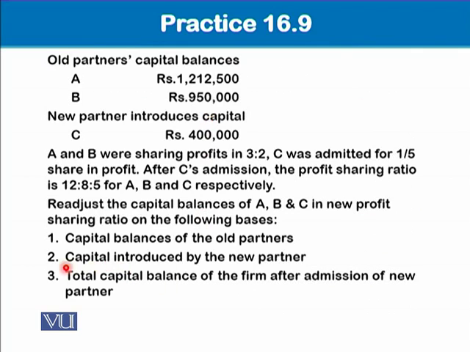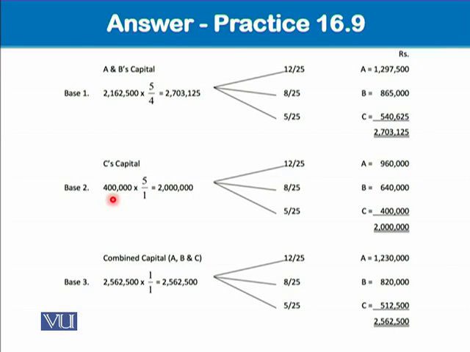The second base is the capital introduced by the new partner. We will base this on 400,000 and calculate the capital of the firm in total. This 400 was introduced for a 1/5 share. If this 400 is introduced for a 1/5 share, means for 1 slice, how much should it be for 5 slices? So divide it by 1, multiply by 5. Grossing up, it is just grossing up. So multiply it by 5. The total amount of capital should be 2 million under this formula.